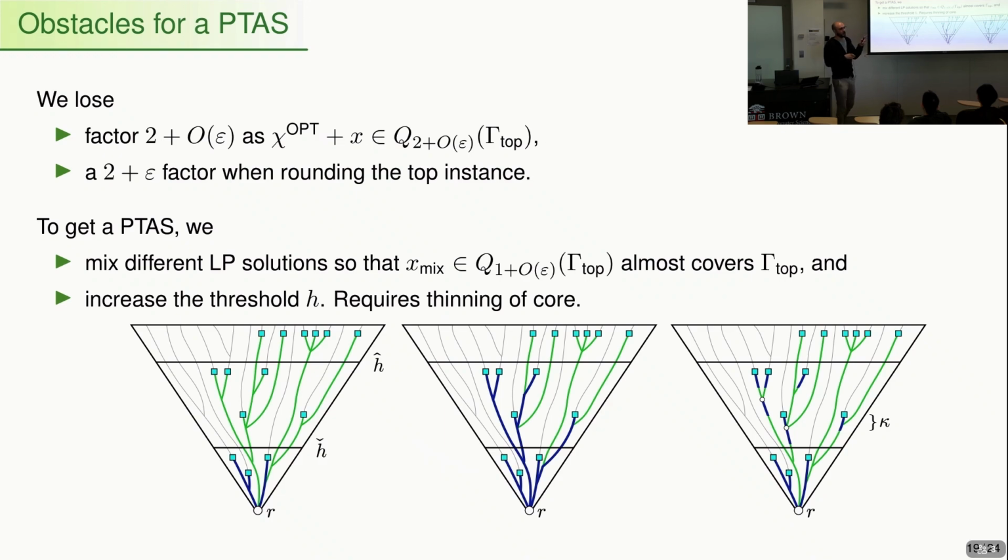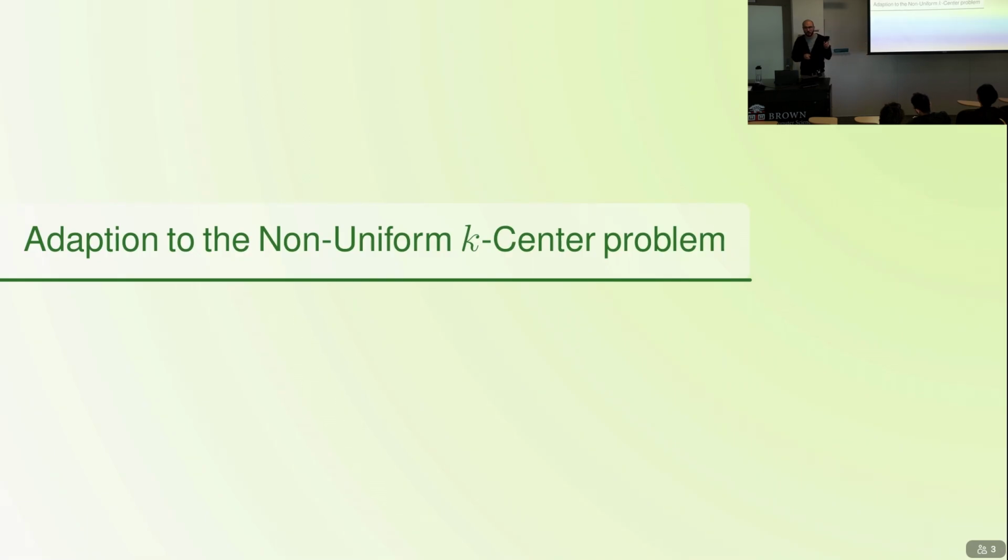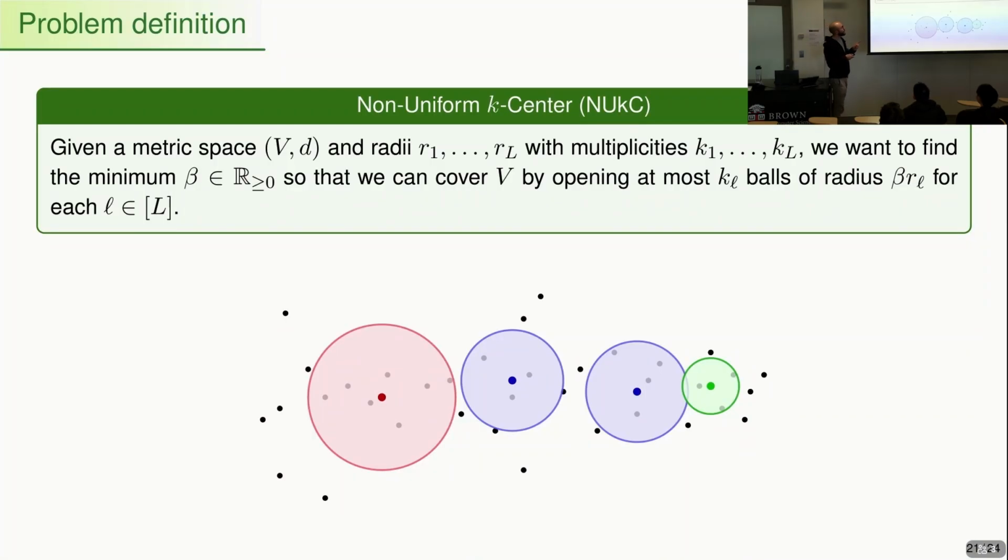That's it for the firefighting problem. And now I would like to tell you how this translates to non-uniform K-center and what are the results that we get for this. So in non-uniform K-center, I guess probably most of you know the K-center problem, where we want to cover vertices with K balls, and we want to minimize the size of these balls.